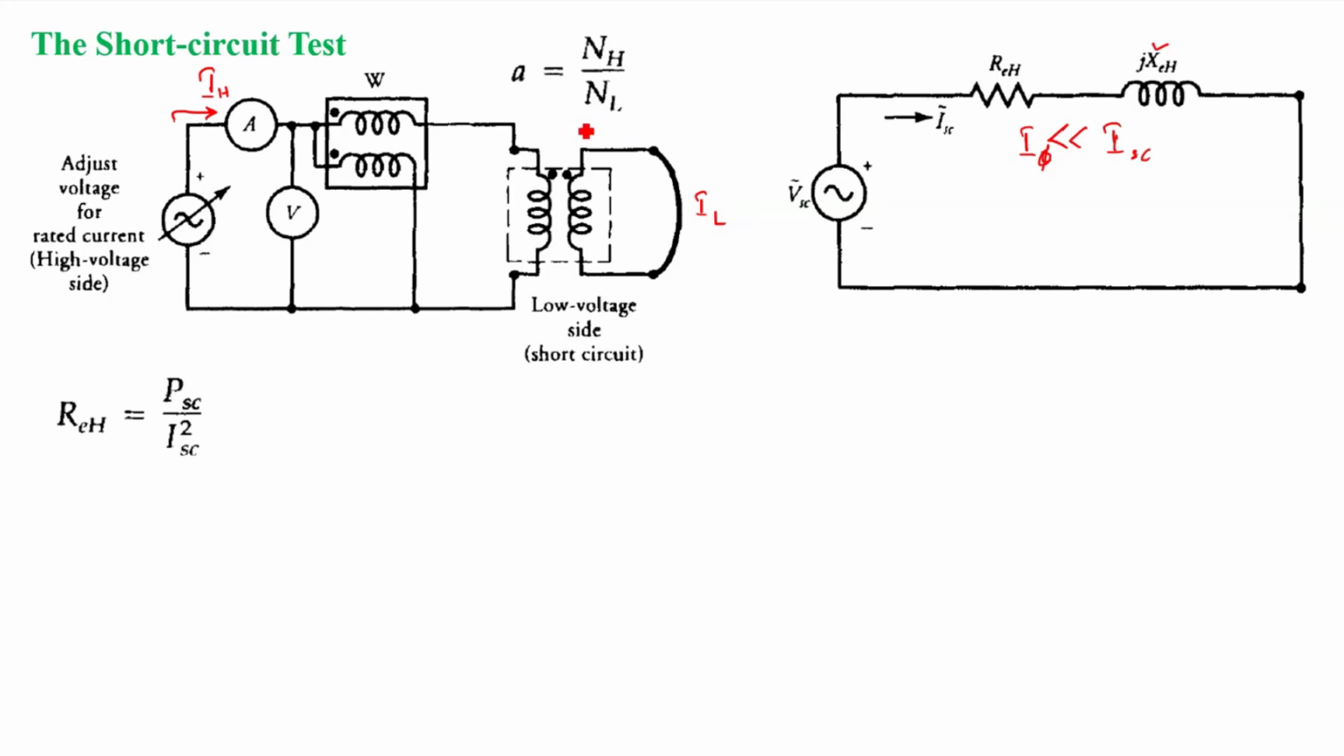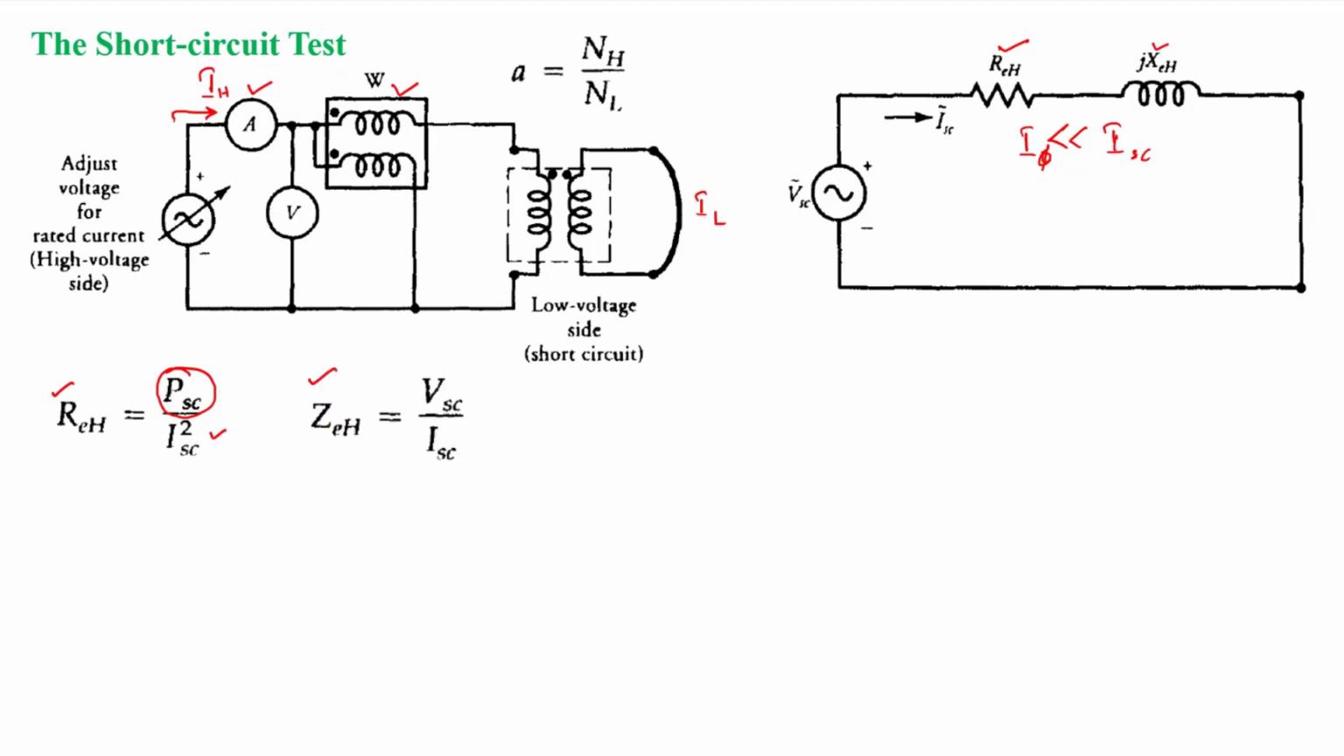And we have seen how to find REH. From this circuit, REH will be equal to PSC by ISC square, where PSC is the measured power through the wattmeter. Whatever power is measured by this wattmeter is consumed in this resistance REH. So I can write REH equal to PSC by ISC square, where ISC is the current measured by this ammeter.